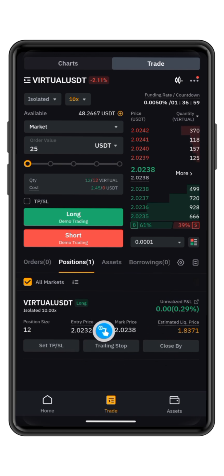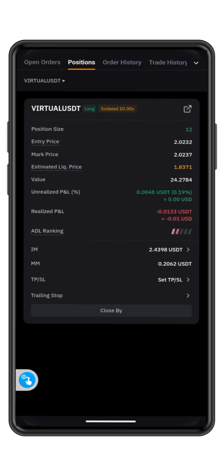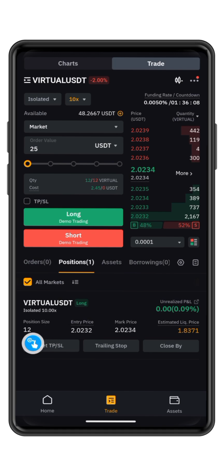But here is what I want to show you. If I click on this trade, it is going to show me some of the things I've been explaining. It says position size 12. You might be wondering, how is position size 12, when you said position size is 25? Well, that 12 represents the quantity of the Visual USDT token that I got. If I multiply 12 by my entry price, that should give you my position size, which I have there.